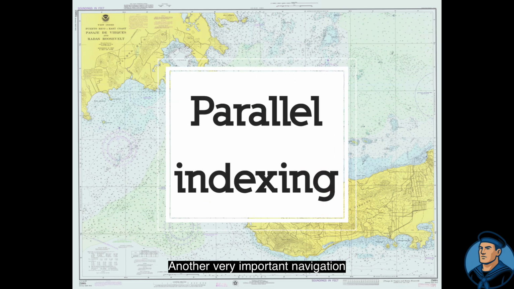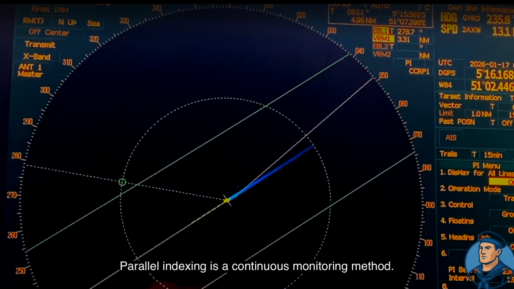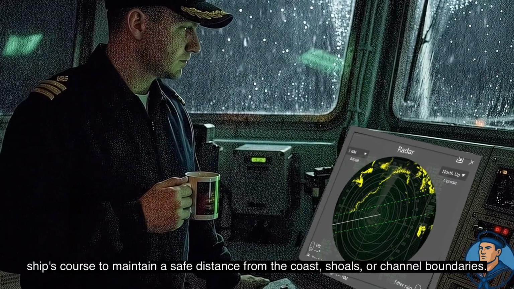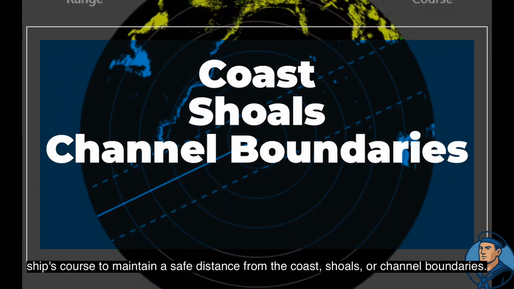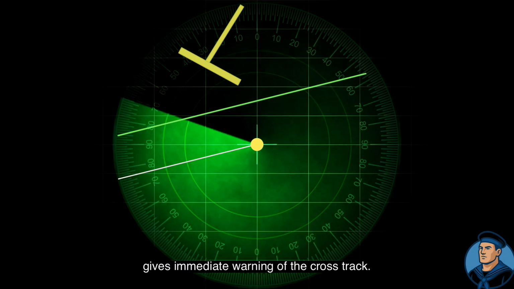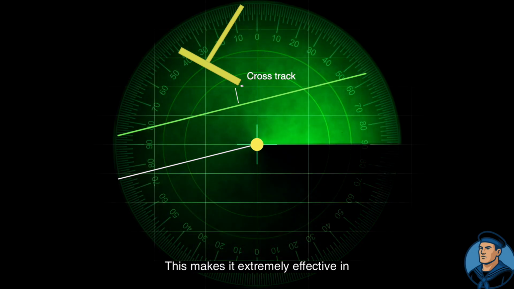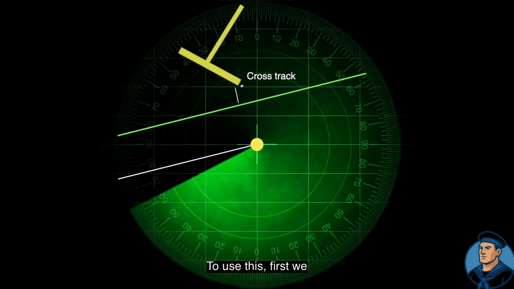Another very important navigation technique is parallel indexing. Parallel indexing is a continuous monitoring method. A line is drawn parallel to the ship's course to maintain a safe distance from the coast, shoals, or channel boundaries. It requires no plotting and gives immediate warning of the cross-track. This makes it extremely effective in pilotage waters and areas near to coast.